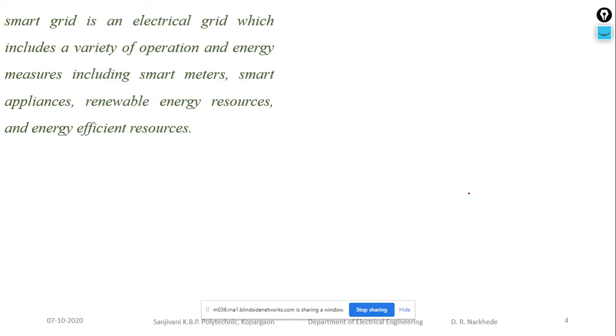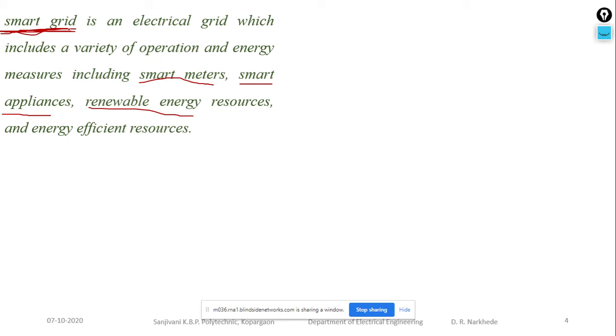Then the next thing which is commonly used nowadays is the smart grid. What is smart grid? Smart grid is an electrical grid which includes a variety of operation and energy measures, including smart meter. This is a very, very important topic. Actually, this is not a direct part of your curriculum, but it is very important. You are going to study this chapter if you go for higher education. तुम्ही डिग्रीला गेले तर तुम्हाला स्मार्ट ग्रीड या गोष्टी शिकायला मिळतील. तसं सिक्स सेमिस्टर मध्ये एक सब्जेक्ट आहे, Emerging Trends in Electrical Engineering. So smart grid is one of the emerging trends that is going to be used all over the world.